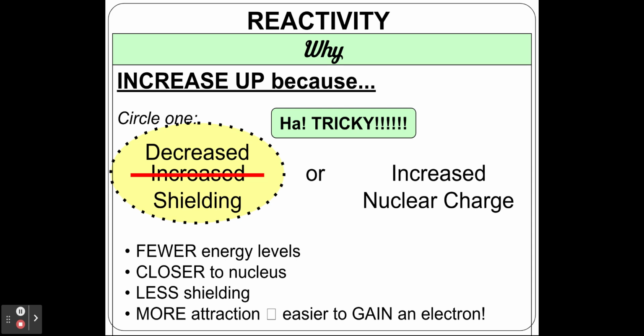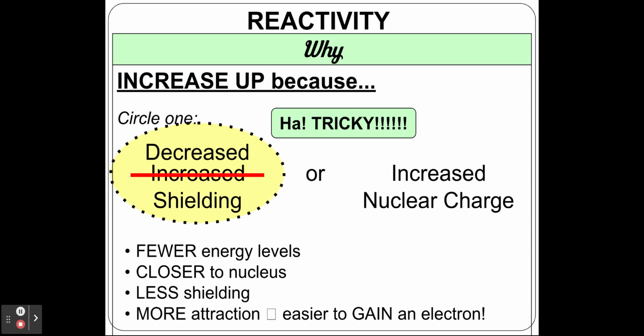Why? You have to think about what metals and nonmetals want. Metals want to lose their electrons, to be like noble gases. So going down a group, it becomes easier to remove electrons, and that's what they want. They want to lose the electrons. For nonmetals, nonmetals want the electrons. They want to pick up the electrons. So if it's easier to gain the electrons, that's going to make them more reactive.